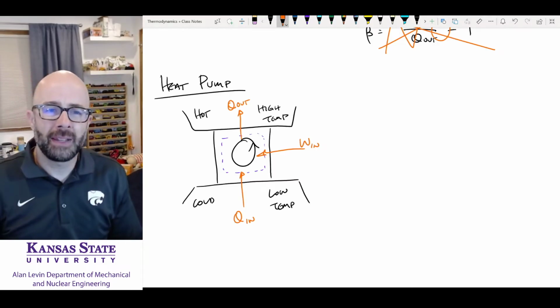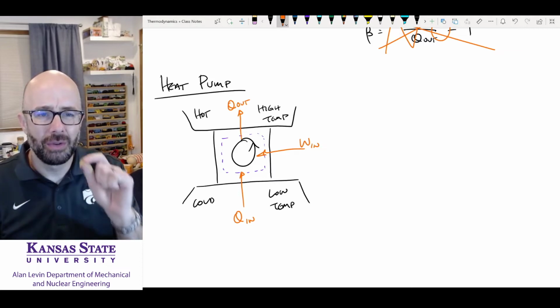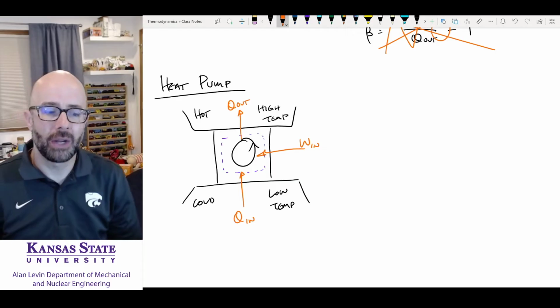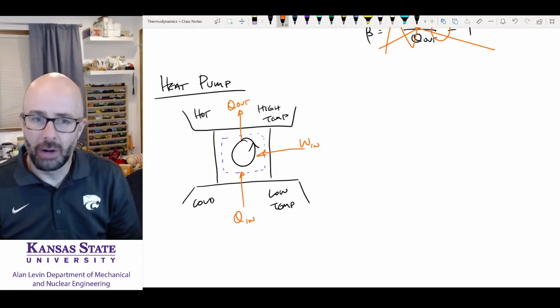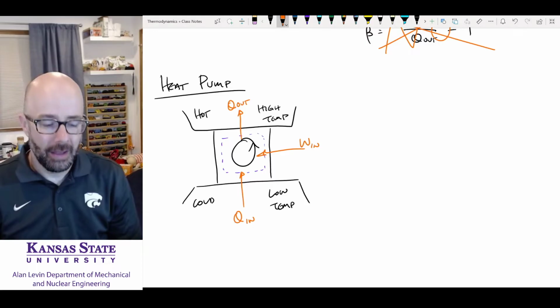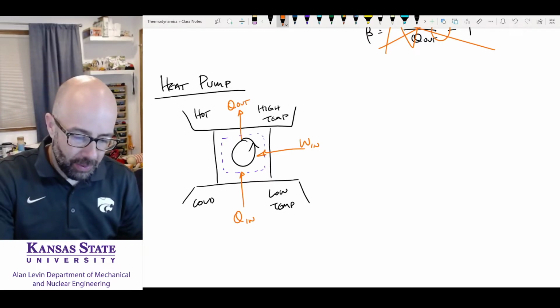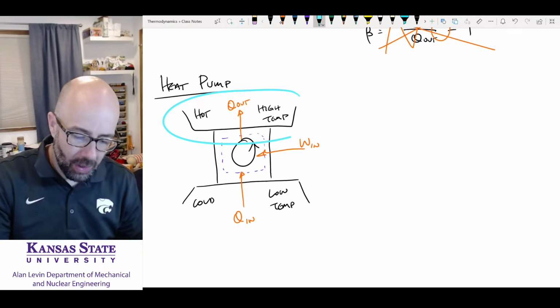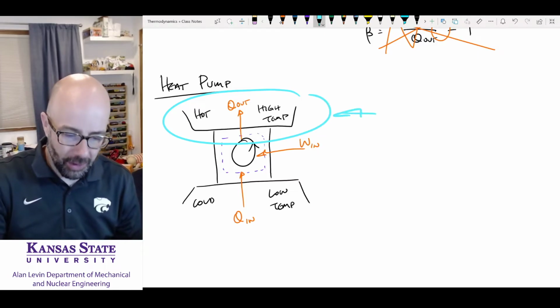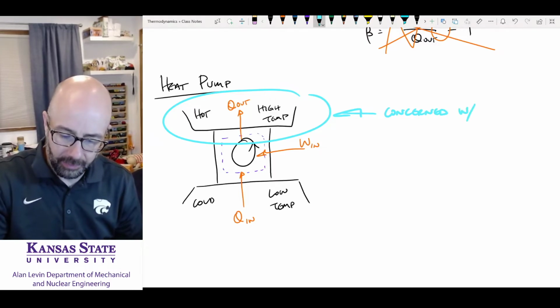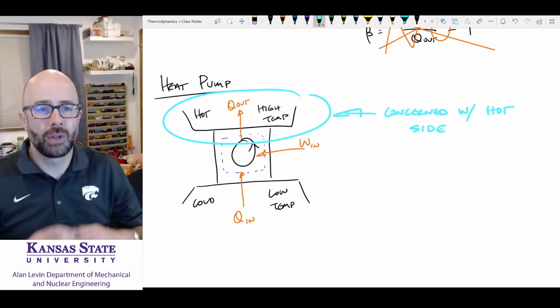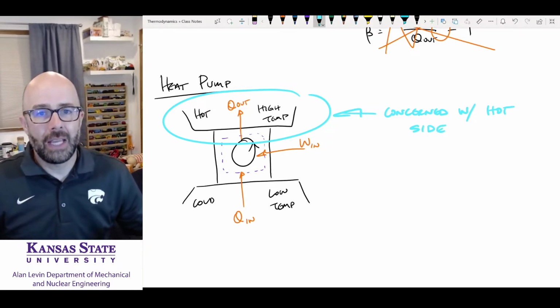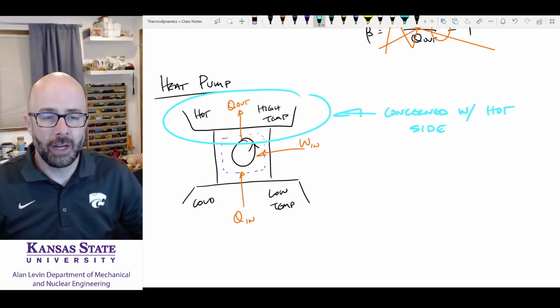And you may pause for a minute and say, well, Dr. Wanklin, I just drew a diagram exactly like that for a refrigeration cycle just right above. And you are exactly correct. We did. The difference between this one and the previous one is now we're concerned with the hot side. The refrigeration cycle is concerned with the cold side, and the heat pump cycle is caring about the hot side.